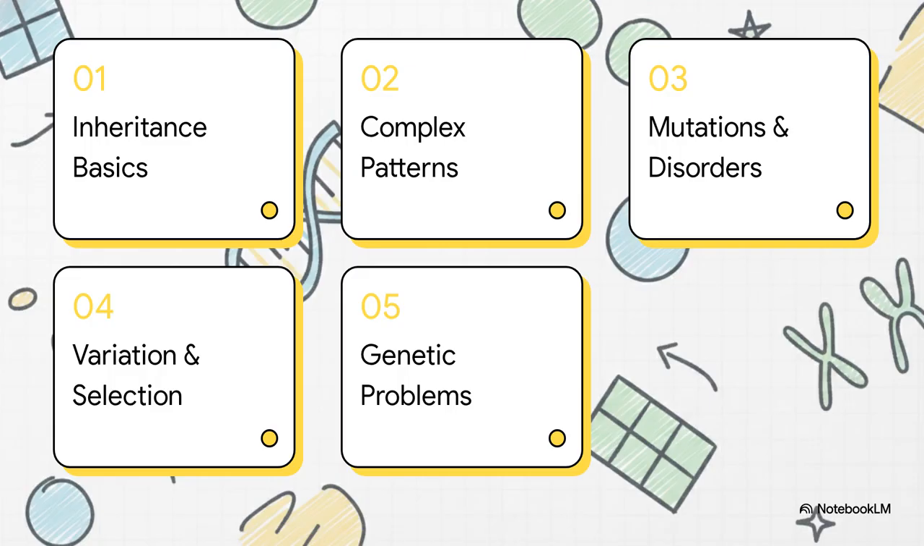We'll start with the basics of inheritance, move into complex genetic patterns, and then tackle mutations and genetic disorders. After that, we'll look at variation and natural selection, and we'll wrap it all up by solving genetic problems. We're going to build this blueprint step by step to help you secure those essential O-level exam marks.